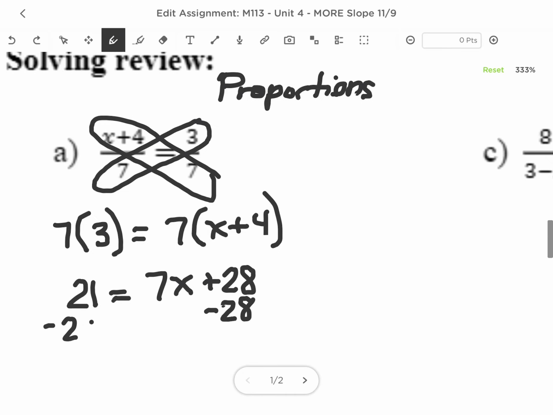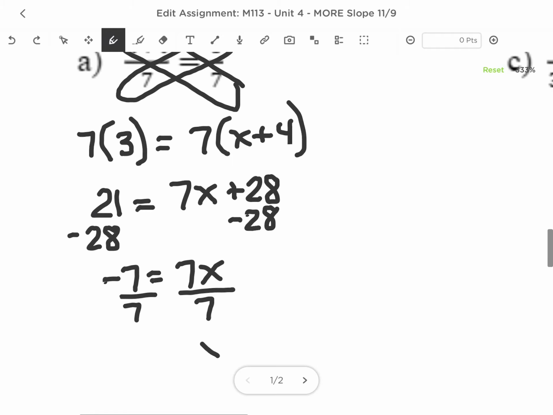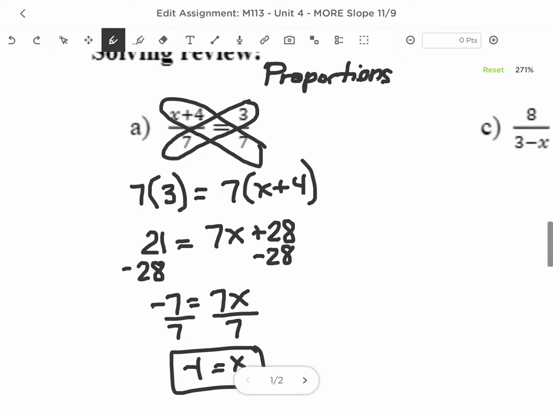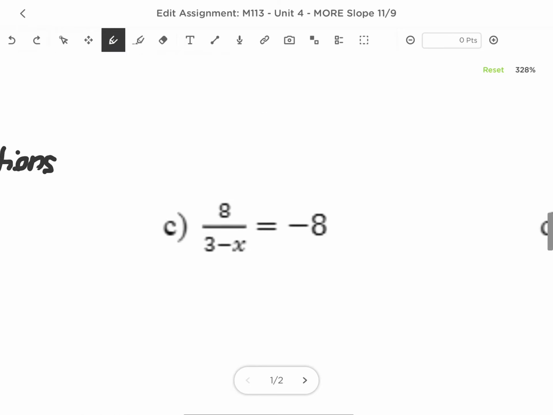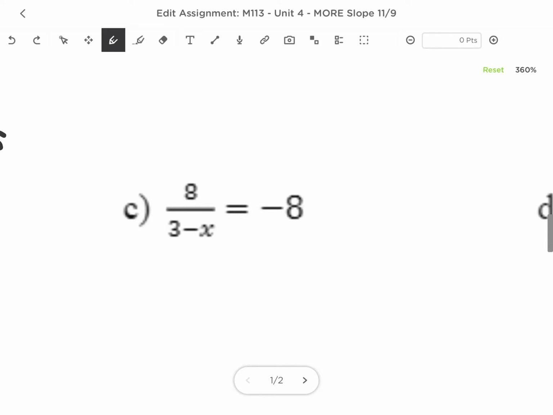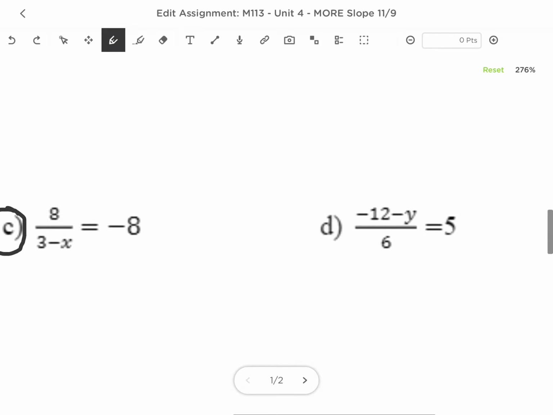Minus 28 from both sides. Negative 7 equals 7x. Divide by 7. X equals negative 1. Okay, so I'm going to have you try C and D.